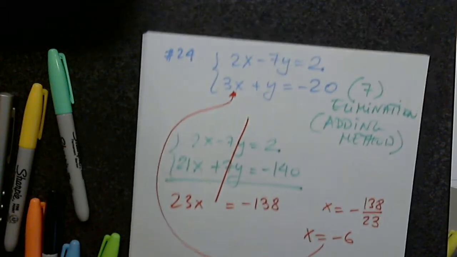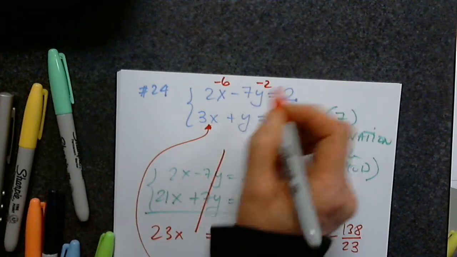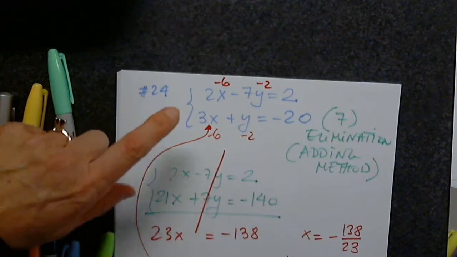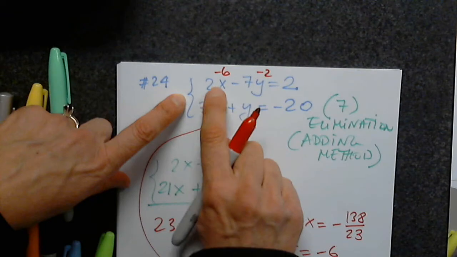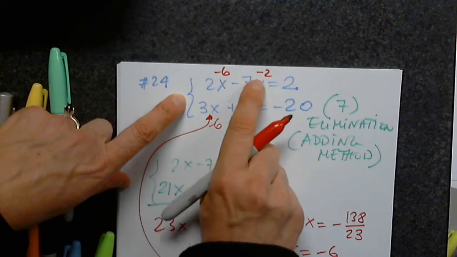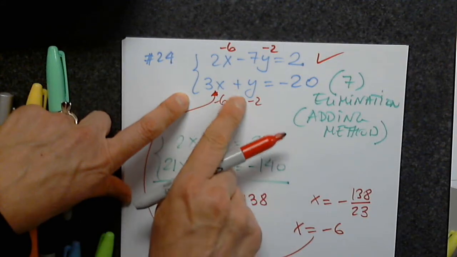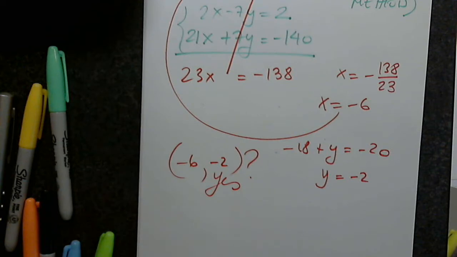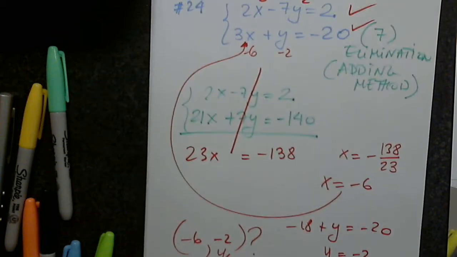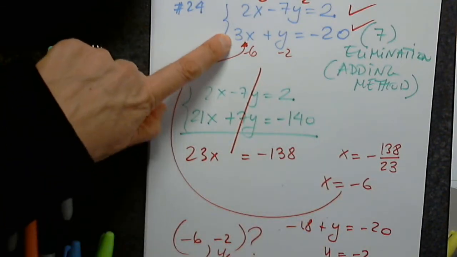I have to go back to the original problem. -6, -2, -6, -2. -12 plus 14. Check. -18 minus 2. Check. And then I will say yes. Yes. Where is the -8? 5, 6, and 2.